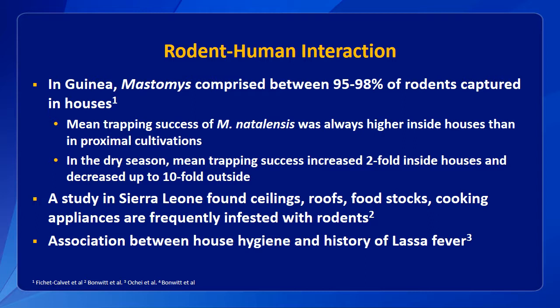Another study in Sierra Leone examined housing characteristics and rodent density, and found that ceilings, roofs, food stocks, and cooking appliances were frequently infested with rodents. Finally, studies in Sierra Leone and Nigeria have found an association between house hygiene, defined as waste disposal and food storage, and a history of Lassa fever in the household.